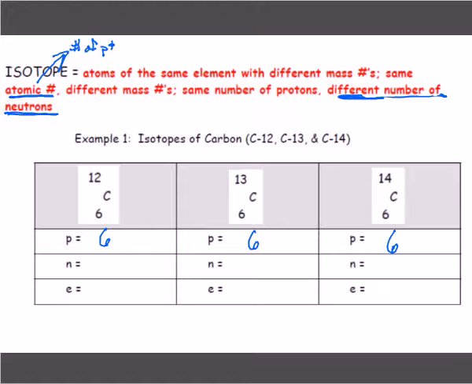Sam, you had your hand up. It's the same number as protons. Why? Does this have a charge on it? Is there a charge up here? No. Guys, when it's neutral, that means the protons and electrons are going to be the same. Do either of our other 2 isotopes have a charge on them? No, they don't. So that means their electrons are going to be the same as well, because they're equal.